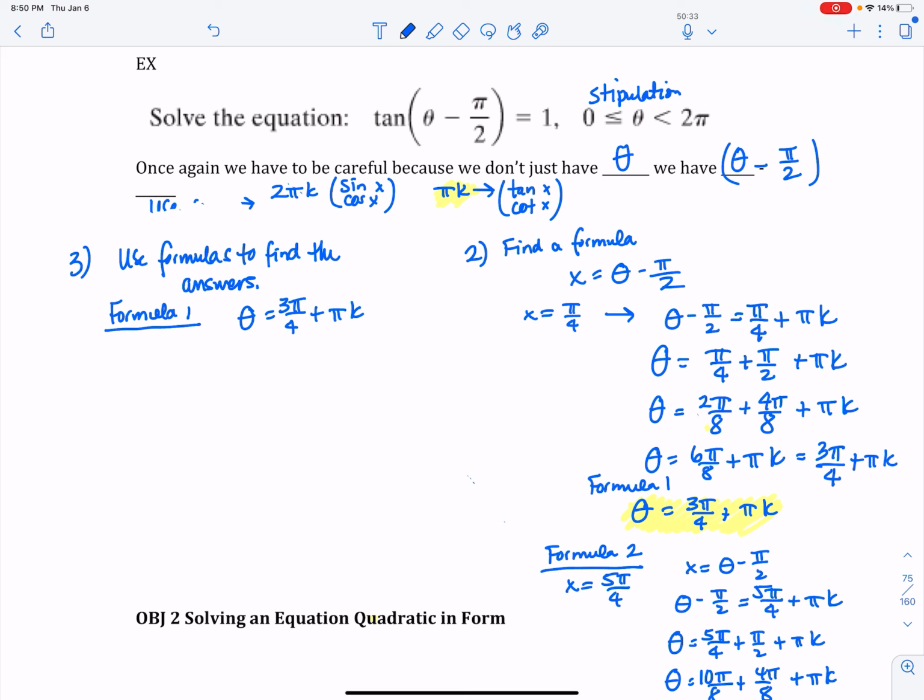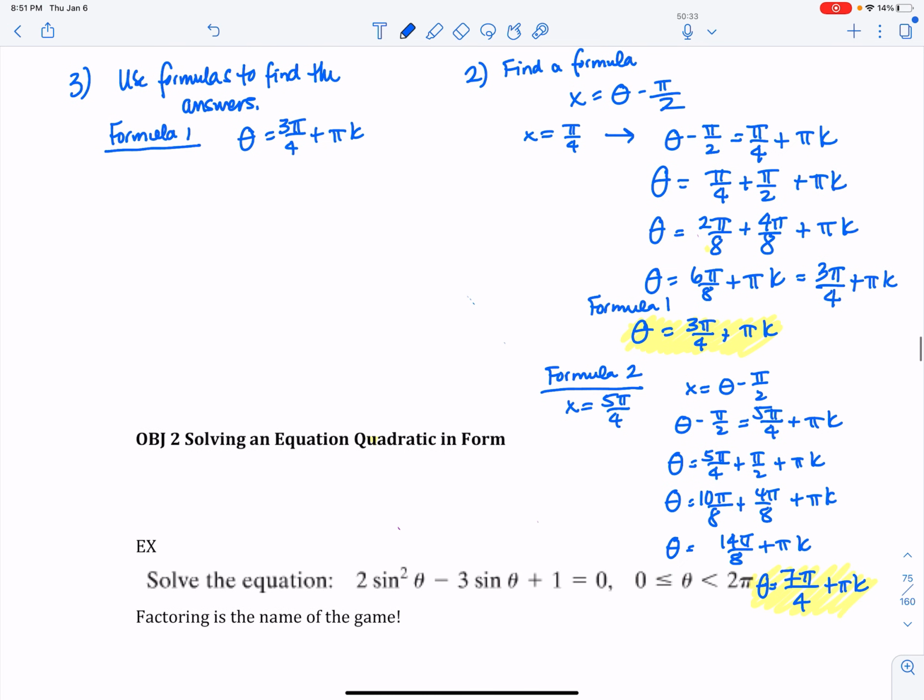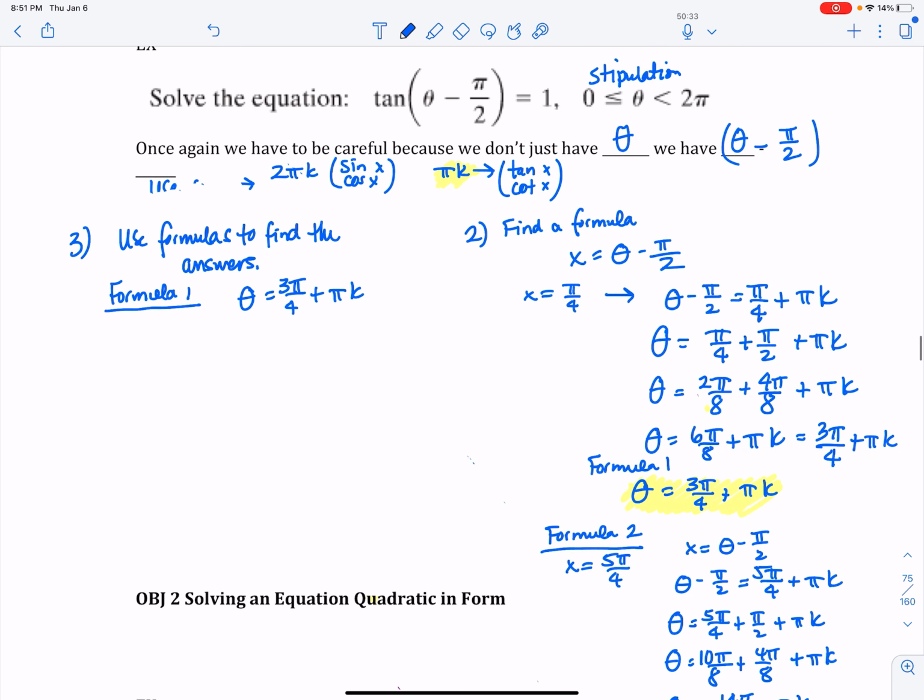So let's deal with that stipulation first. I notice that I have a 4 as a denominator in both formulas, formula 1 and formula 2. So if I rewrite the stipulation, I'm going to have 0 is less than or equal to theta, which is less than or equal to 8 pi over 4, because that's what 2 pi becomes if I use a common denominator. So I'm going to keep this stipulation up here. That'll let me know when to stop.